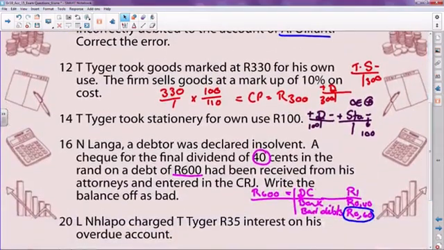The 20th, Al Mtlapo charged T Tiger 35 Rand interest on his overdue account. Now remember, we are overdue, so we owe Al Mtlapo something, and they're charging interest now. So I'm giving you a minute to complete this one in the general journal.